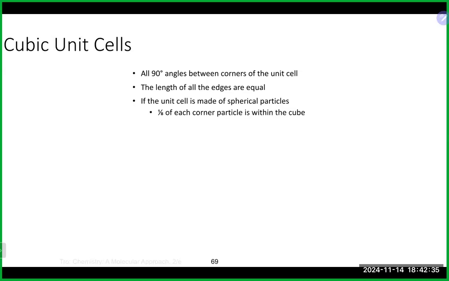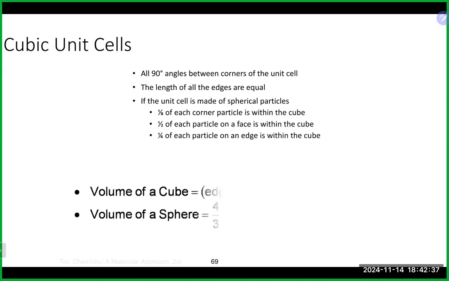Now, when we talk about cubic unit cells, as I mentioned before, the volume of a cube is the length cubed. The volume of a sphere is 4/3 pi r cubed. Most of the time in here, we will just be using the length cubed to figure out our volume. And they all have 90 degrees. The lengths of all the edges are equal to each other.